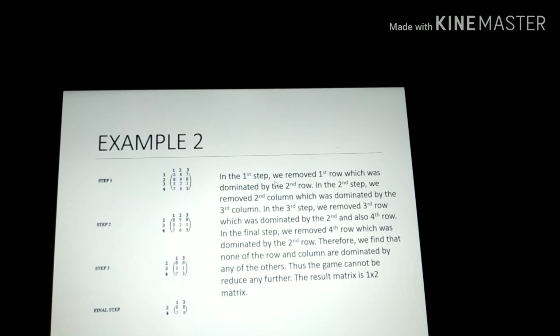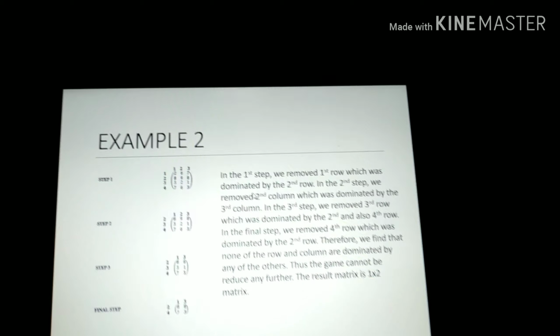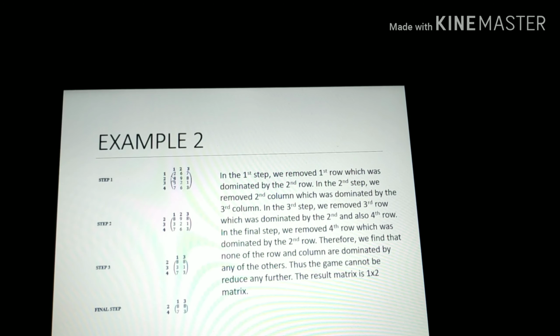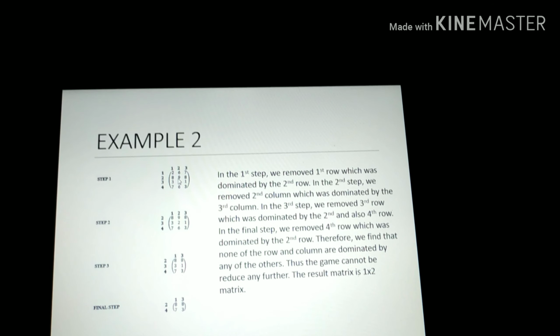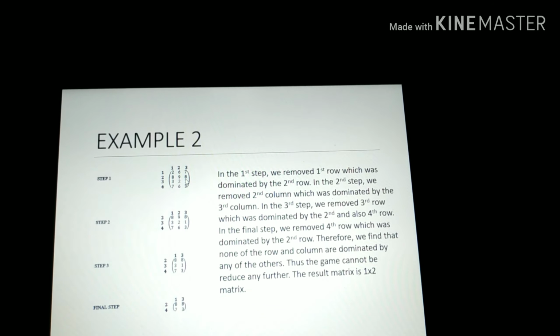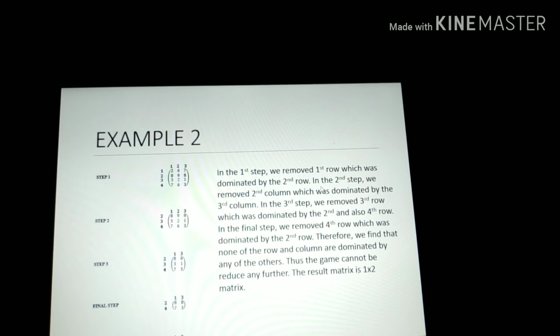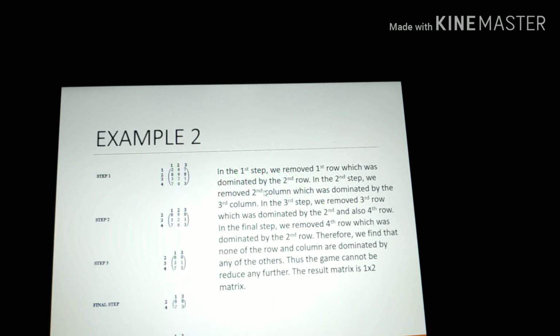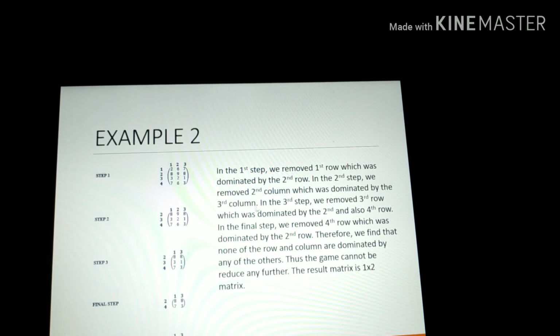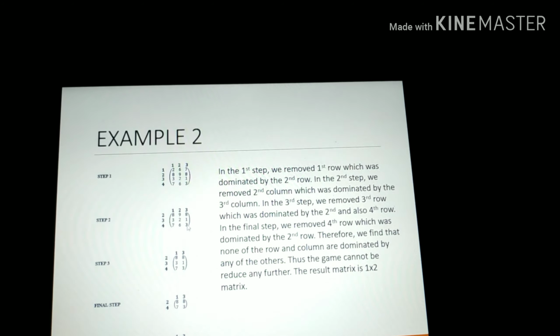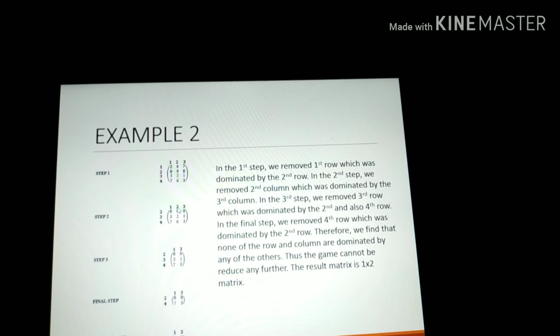In the first step, we remove the first row, which was dominated by the second row. We can see that the first row is much smaller compared to the second row. That's why we remove the first row. In the second step, we remove the second column, which was dominated by the third column. The second column was removed because the third column is much smaller compared to the second column.